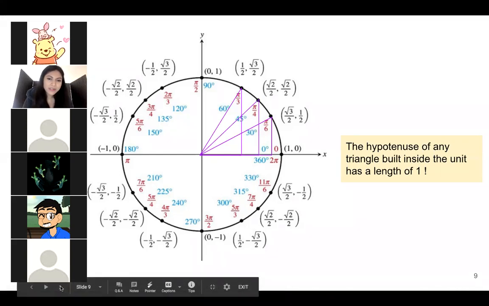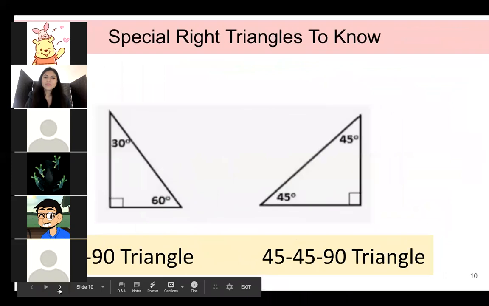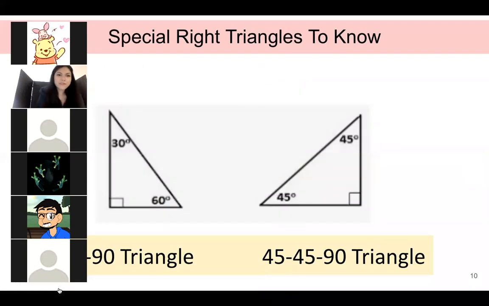We're going on to slide 10. I don't know if y'all remember these. Special right triangles to know. Do y'all remember 30, 60, 90 triangle and 45, 45, 90? If not, it's okay. But these are special right triangles. These special right triangles help us create some of the essential points on the unit circle. And again, we're just going to be focusing on the first quadrant, but you're going to see later on how we're able to get all the coordinate points.